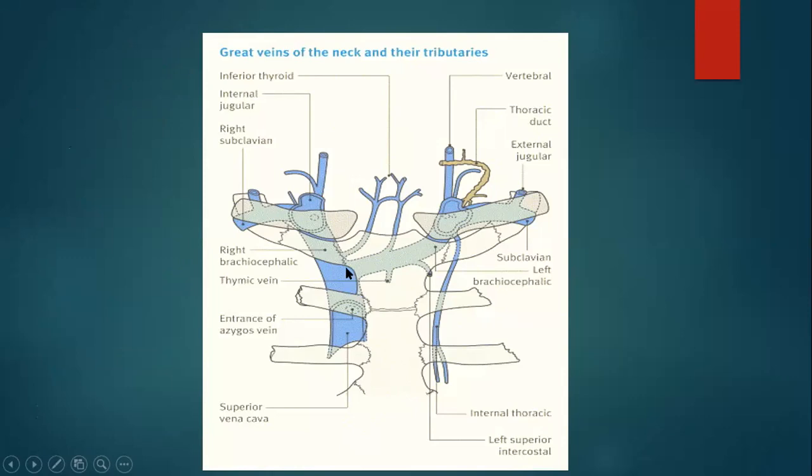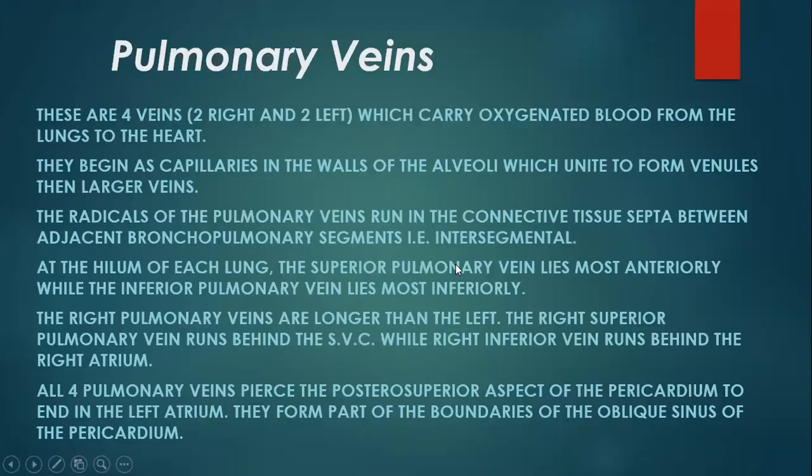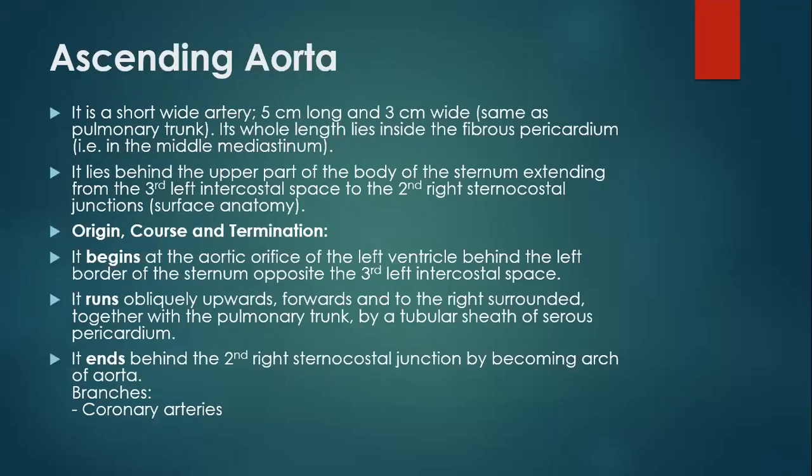Then it arches. It lies behind the upper part of the body of the sternum, extending from the third left intercostal space to the second right intercostal space. So it is from the third left because it is running obliquely from the left ventricle. Now the origin, course, and termination of this artery.